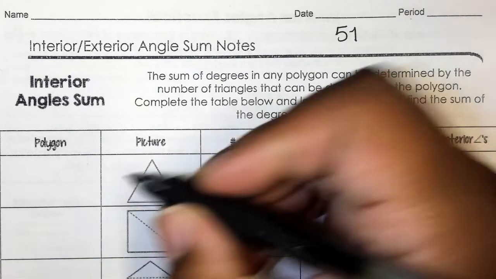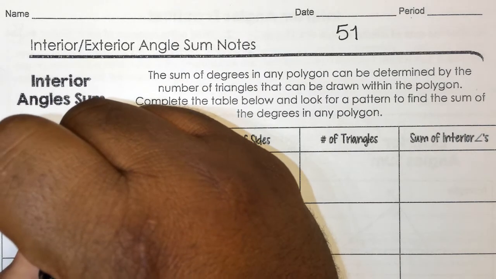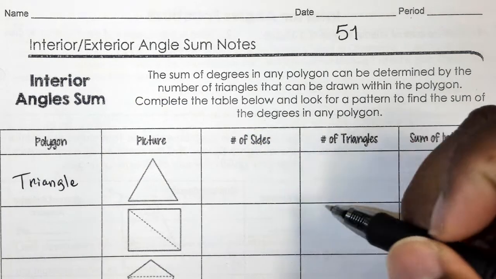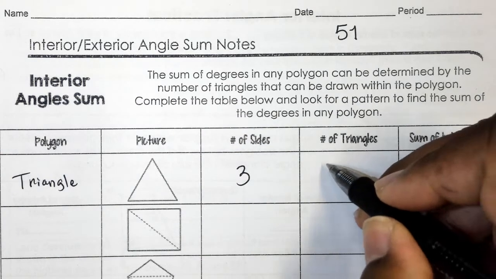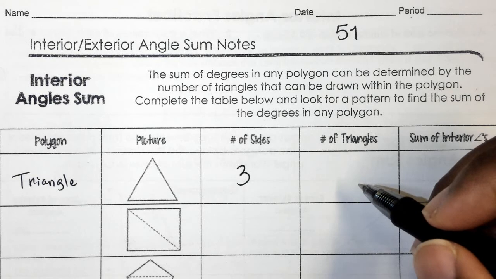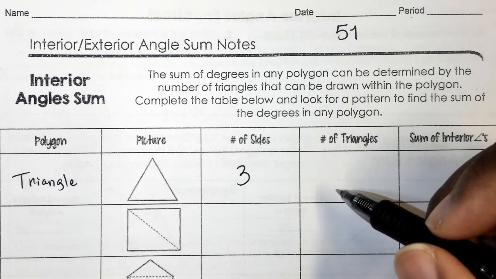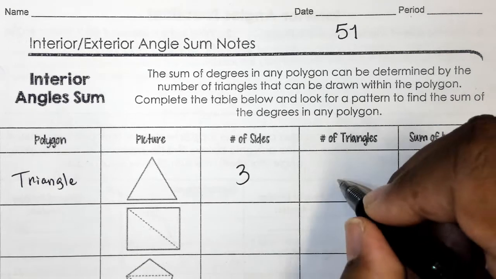First polygon everybody should recognize is a triangle. The triangle has 3 sides. And then this part, it says number of triangles. They want to know the number of triangles we can create with a triangle, from one vertex to another. You can only make one triangle out of a 3-sided triangle.